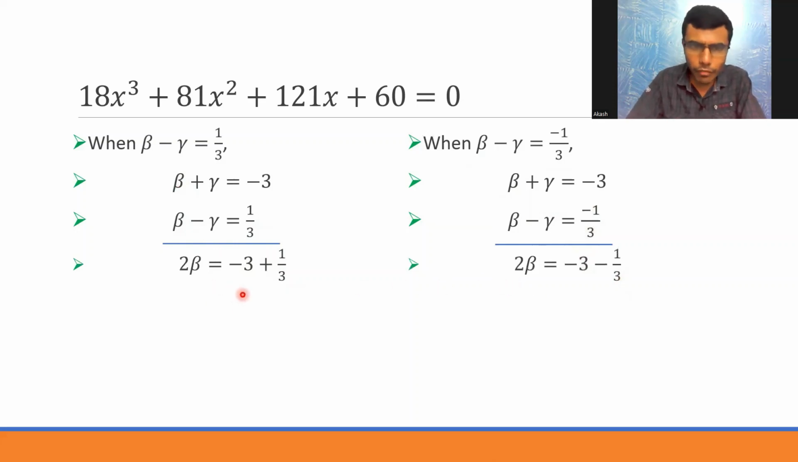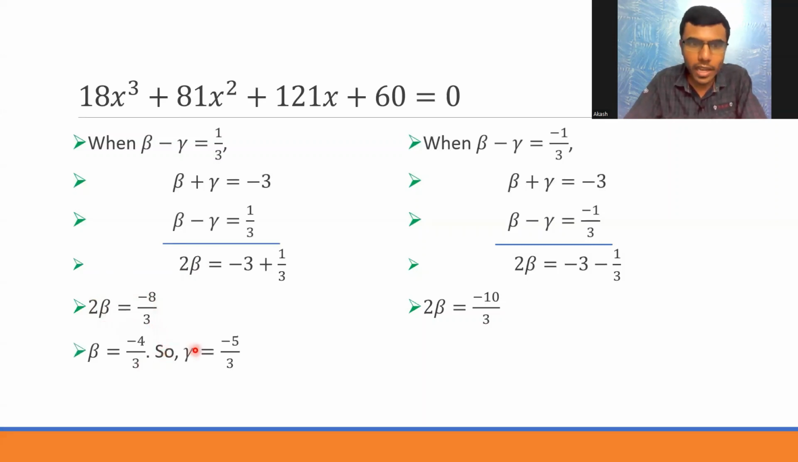Okay. Now if I take LCM, this would be minus 3 into 3, which is minus 9 plus 1, which would be minus 8 by 3. 2 beta will be minus 8 by 3. Here, same thing. Minus 9 minus 1 is minus 10 by 3. So 2 ones are 2, 2 fours are 8. So beta will be minus 4 by 3. And when beta is minus 4 by 3, gamma will be minus 5 by 3.